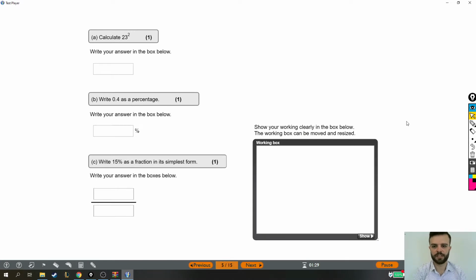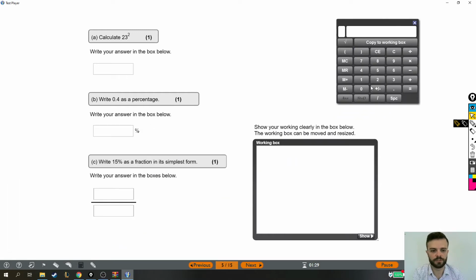All right, so we're on to the calculator section now. And the first question is asking us to calculate 23 squared. Really, I think it's just testing you on whether you know what squared means, because we have a calculator, and because it's squared, all we need to do is 23 times 23. And that's what 23 squared is. As always, if I'm doing anything, I'm putting it in the working out box, so that's 529.